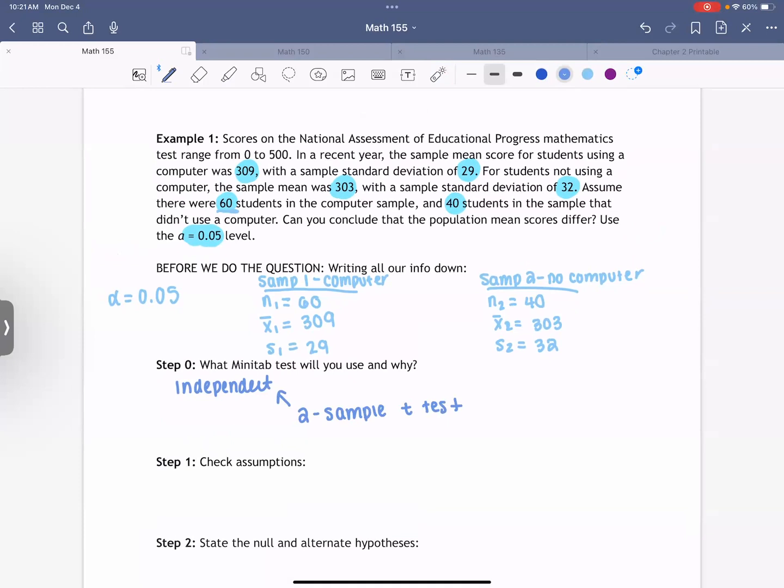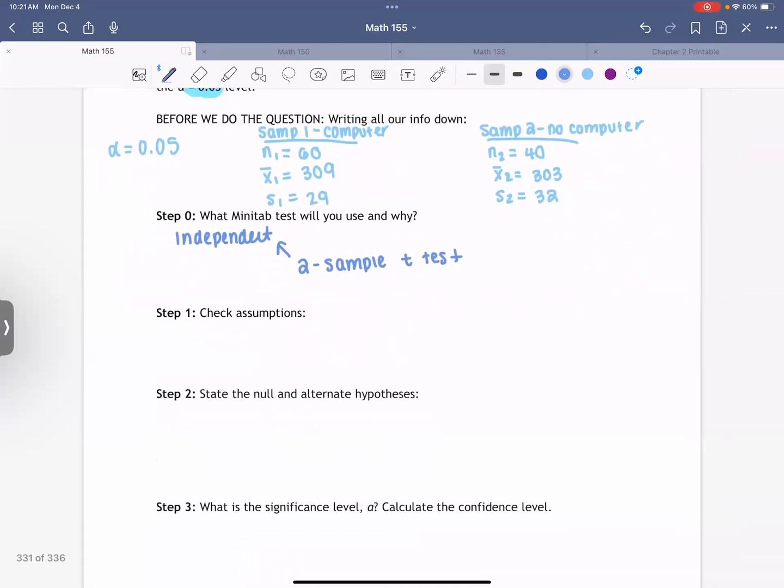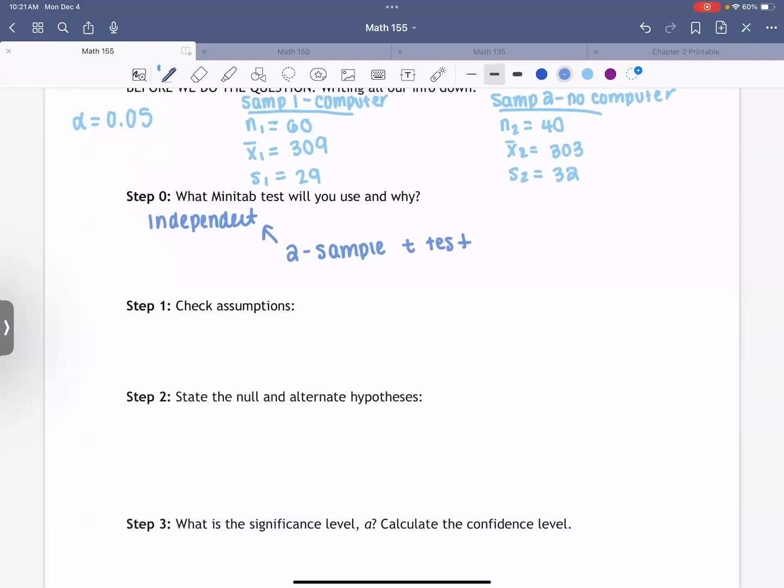Okay, so now the question's kind of set up for us. We know what test we're using. We have all our information. Now all we need to do is go through our steps. The first step is looking at our assumptions. Now, our assumptions here, we just need to make sure that both our sample sizes are bigger than 30. Let's do sample 1. N1 is 60. 60 is bigger than 30, right? Sample 2 is 40. 40 is bigger than 30. So we're good, right? Looks like our assumptions are met.